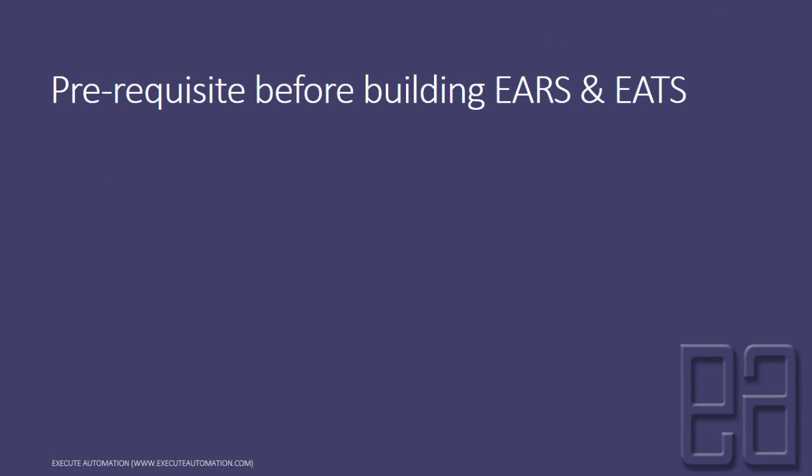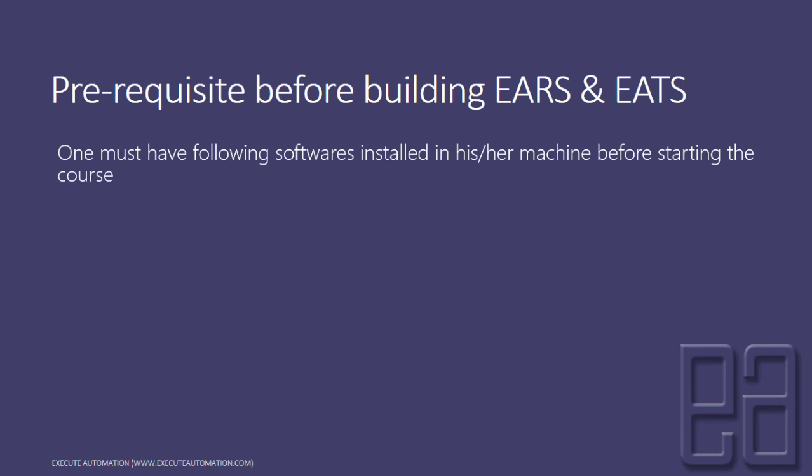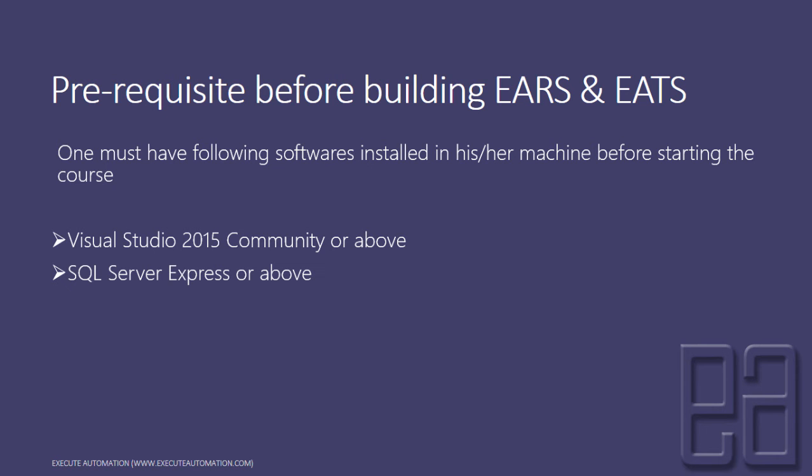Well, what is the prerequisite before building AIRS and EATS? One must have the following software installed on his or her machine before starting the course: Visual Studio 2015 Community Edition or above, SQL Server Express or above, PowerShell 5.0, IIS 8 or above. These are the minimalistic requirements for anyone who is going to start this course.